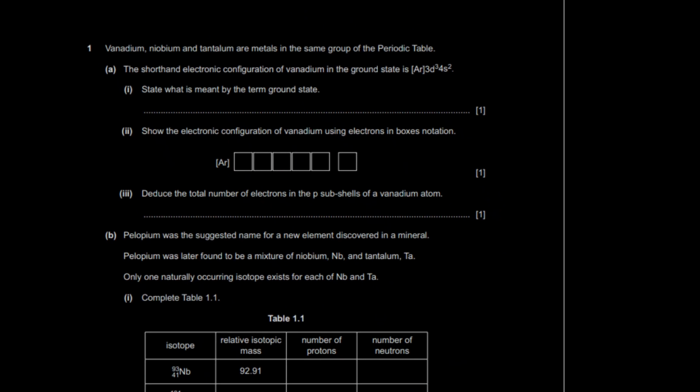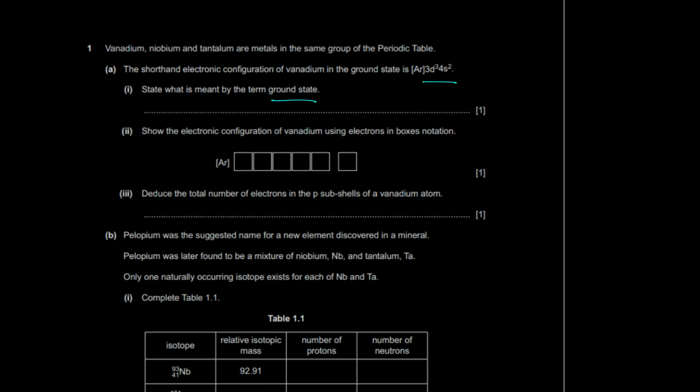Now, vanadium, niobium, and tantalum, whatever it is, are metals of the fifth group. The shorthand electronic configuration of vanadium in the ground state is this. What is meant by ground state? Remember, we've already studied what ground state is.